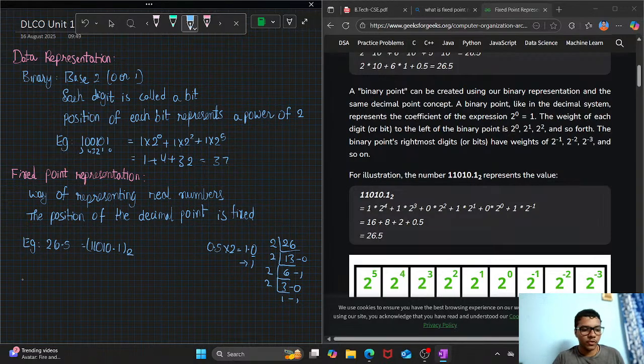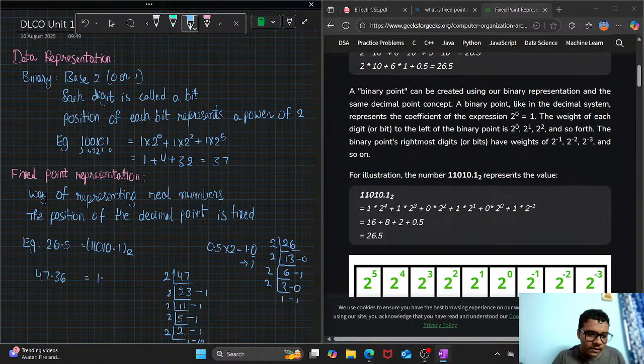Let us take one more example, 47.36. This will be more complicated, I think, but let's do it. 47 divided by 2 is 23, and one remainder. 23 divided by 2 is 11, that's one remainder. 11 divided by 2 is 5, that's one remainder. 5 divided by 2 is 2, that's one remainder. 2 divided by 2 is 1, that's 0 remainder. So that is 101111.